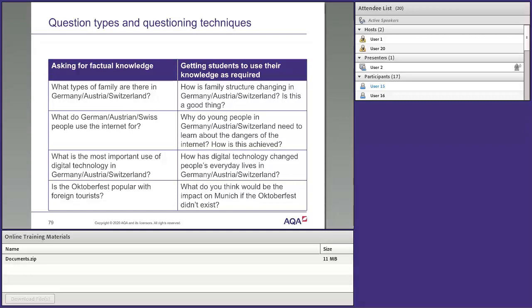A better question, to ask them to use the knowledge that they've accrued while doing their research, is: how is family structure changing in Germany, Austria or Switzerland, and is this a good thing? So then they can talk about what they found out, but then you're going to say, is this a good thing? So then they're using what they found out to evaluate and explain whether they think it's good or not.